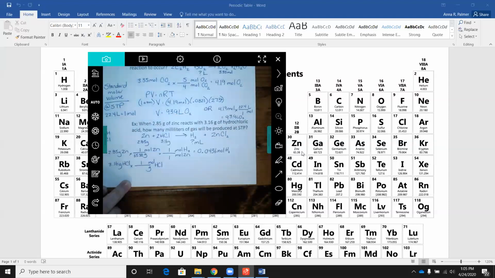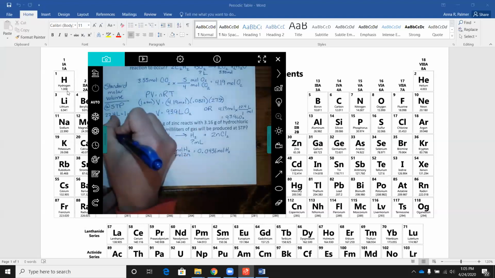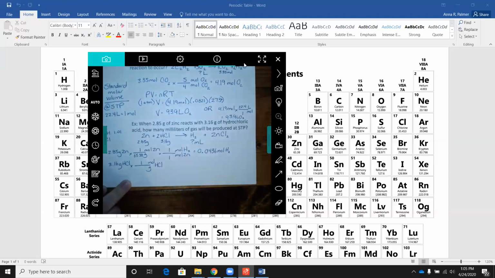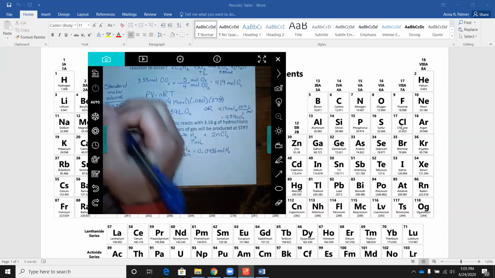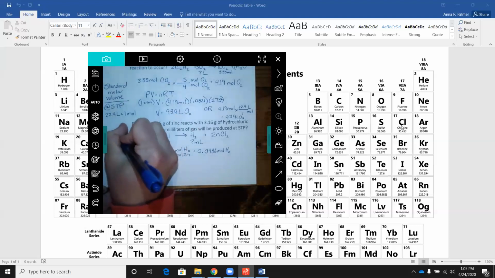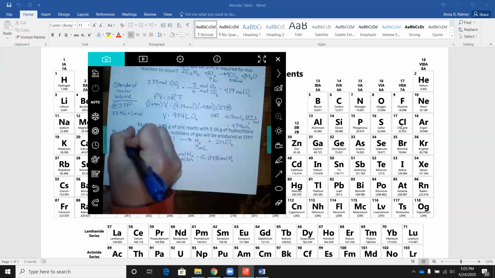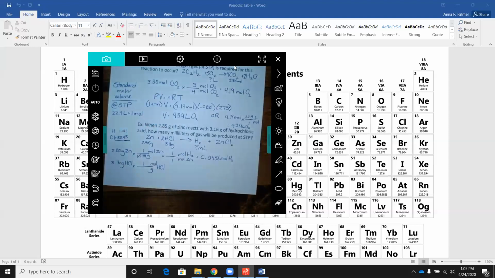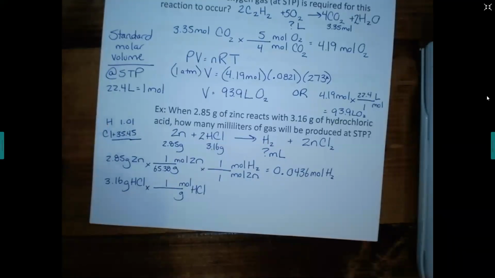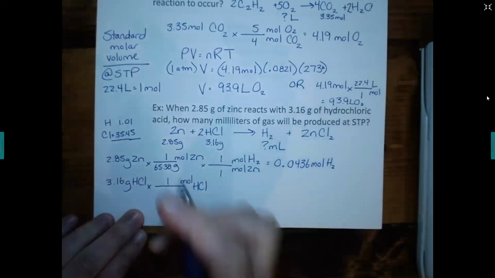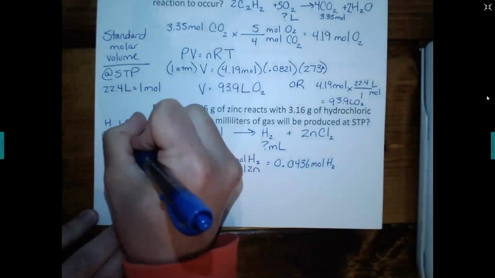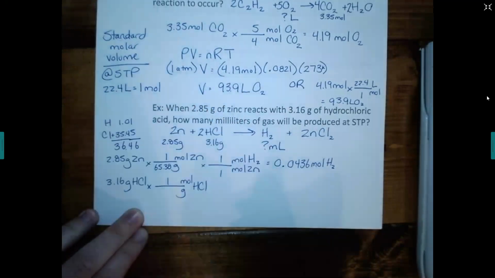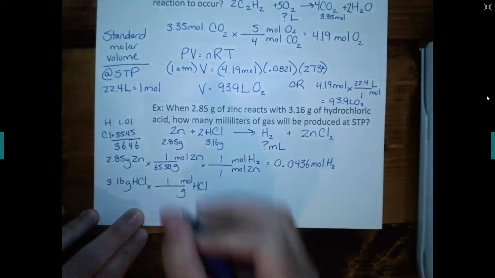So I have 1 hydrogen. Hydrogen's mass is 1.01. Chlorine's mass is 35.45. And I should be finished with my periodic table for now, so I'm going to turn that back to widescreen. Okay, so add those two together. I get 36.46.